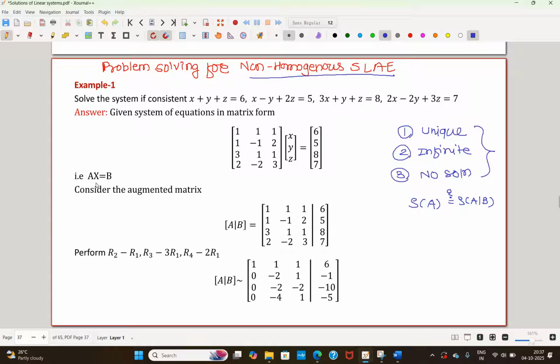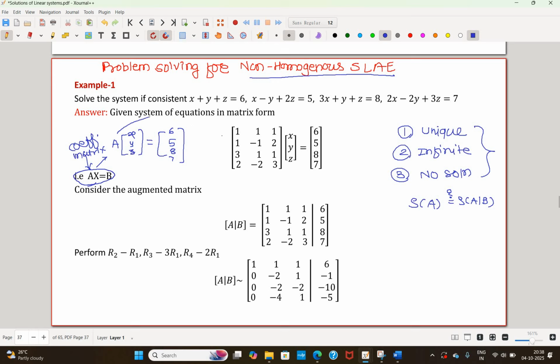Now, what we have to do first is convert our given system of equations into matrix notation. Matrix A will be the coefficient matrix. Matrix X will be the unknowns, so this will be X, Y, Z, a column matrix, and it is equal to B. That means the constant values on the right hand side, not coefficients: 6, 5, 8 and 7.